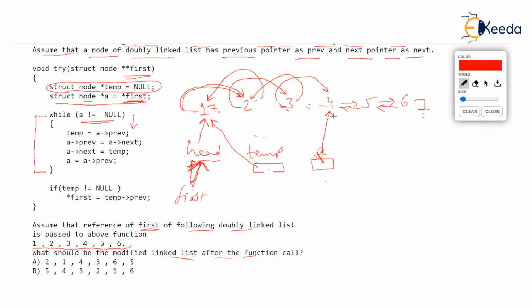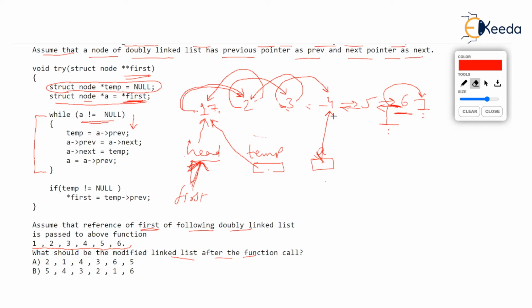So what's happening really, I will draw here. When we reach 6, what will prev of 6 point to? Prev of 6 will point to the next node, but next is null. Are you understanding? So prev of 6 will become null. I hope you are getting it. Just check this.